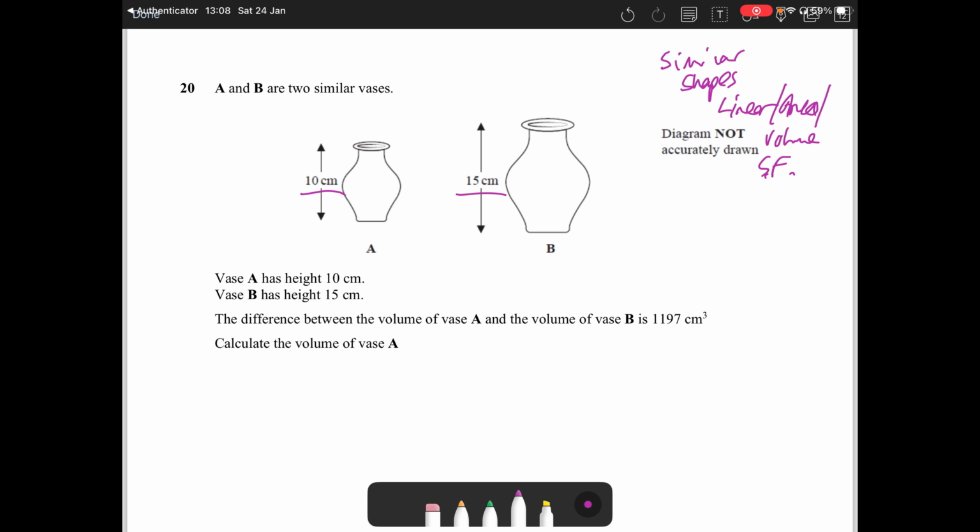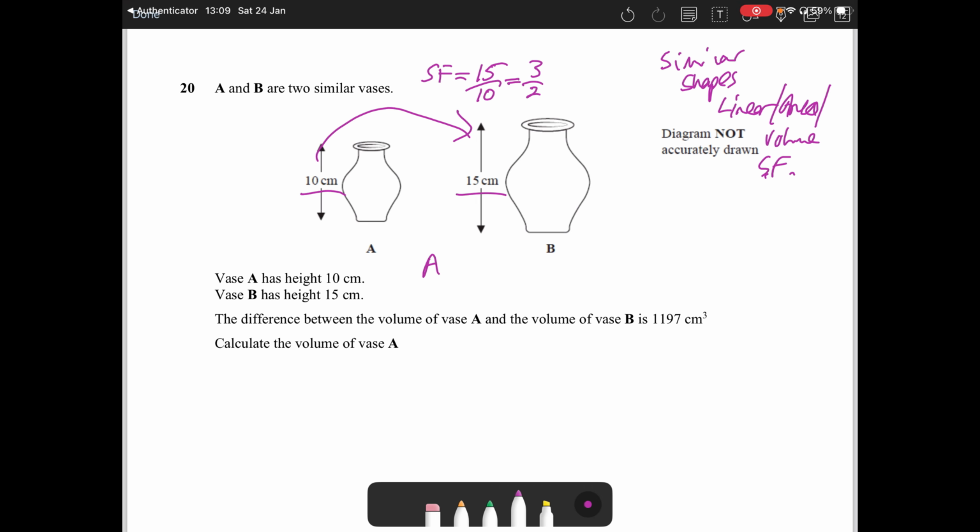Now, usually with linear, meaning lengths, we divide, right? So the scale factor here is 15 over 10, or if you simplify, 3 over 2, or 1.5. I'm going to keep it as a fraction. You'll see why in a minute.